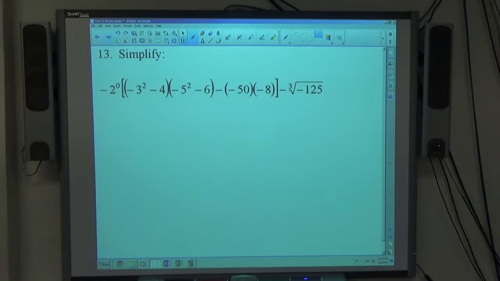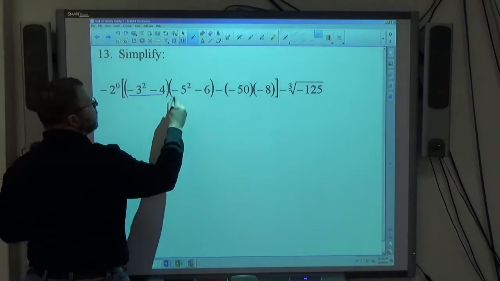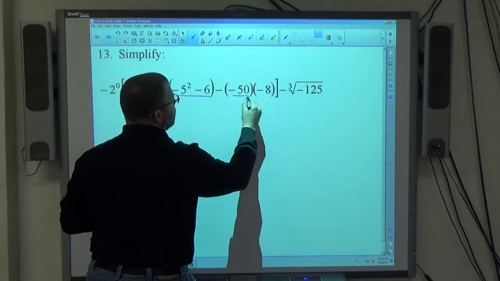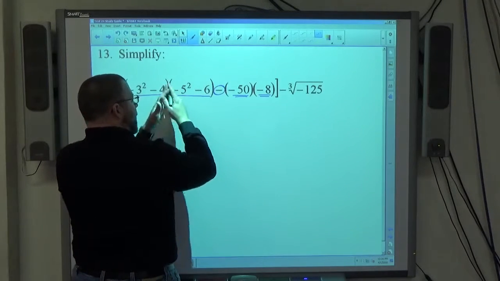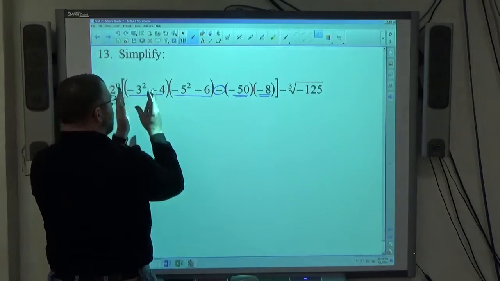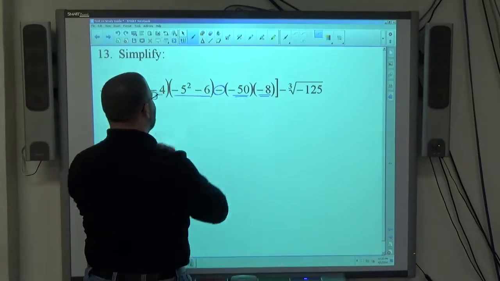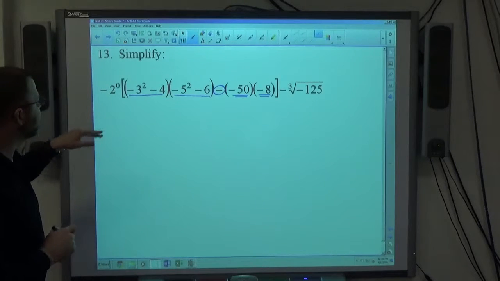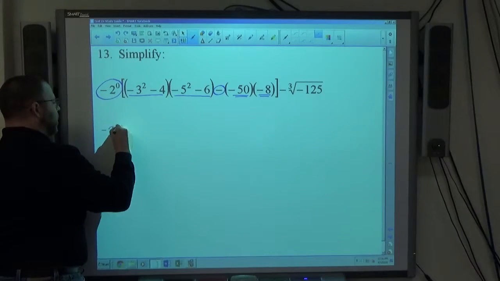13, we're supposed to simplify. It's got a bunch of stuff going on here. First thing I notice is this whole thing's being multiplied by this whole thing. This whole thing's being multiplied by this whole thing. This subtraction is going to be happening within the bracket. So I need to evaluate, then multiply. I need to multiply, then I need to add or subtract. The whole time that's happening, this is outside, so I'm going to leave it outside. I'll just keep on calling it that for right now.